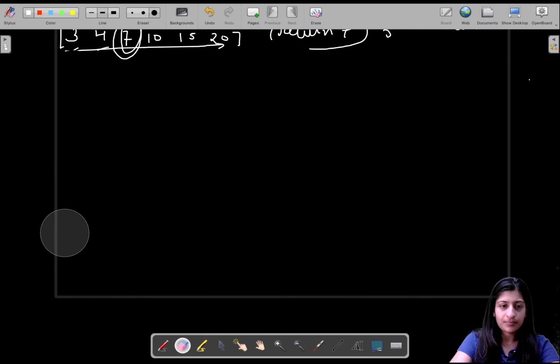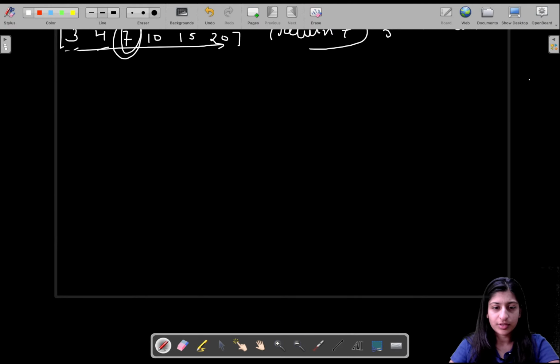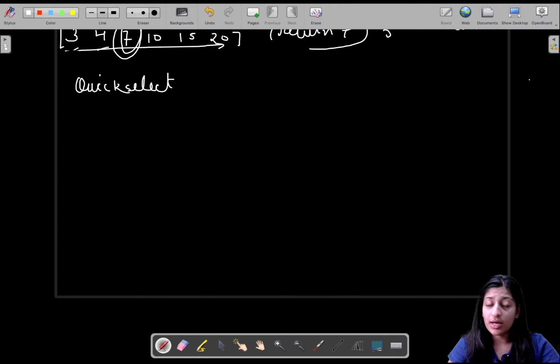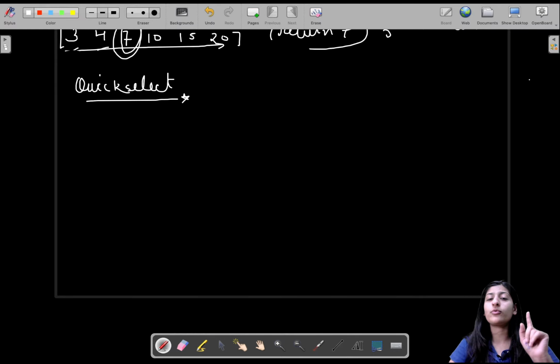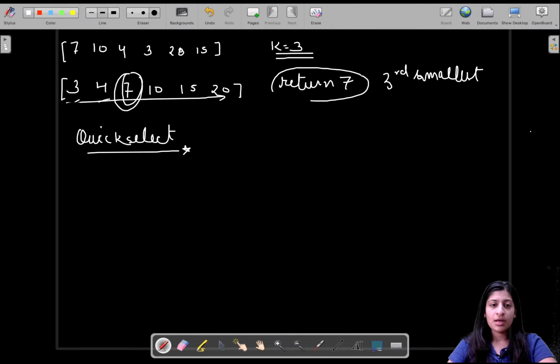Let's see how this quick select algorithm is going to look like. Quick select is quite similar to what we studied in quick sort. So if you are not aware of the quick sort algorithm, I would suggest you to go back to our quick sort problem, understand that, and then you come to this problem. It will be very easy. Let me write this test case now: 7, 10, 4, 3, 20 and 15.